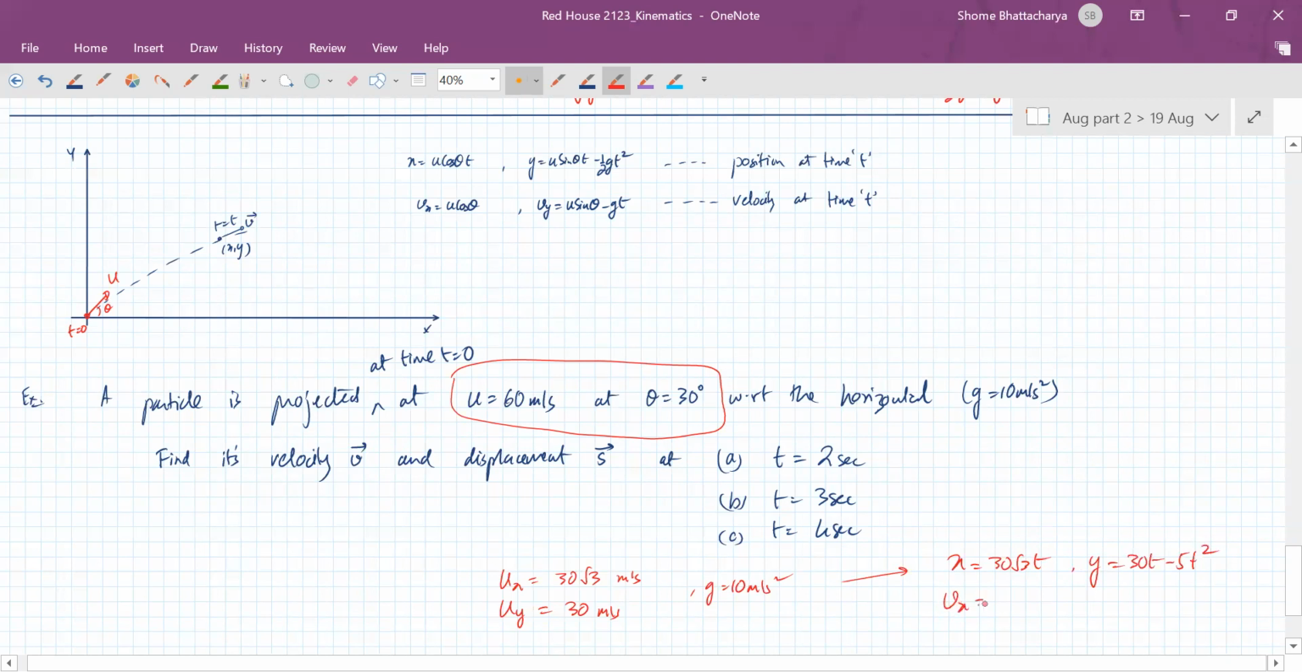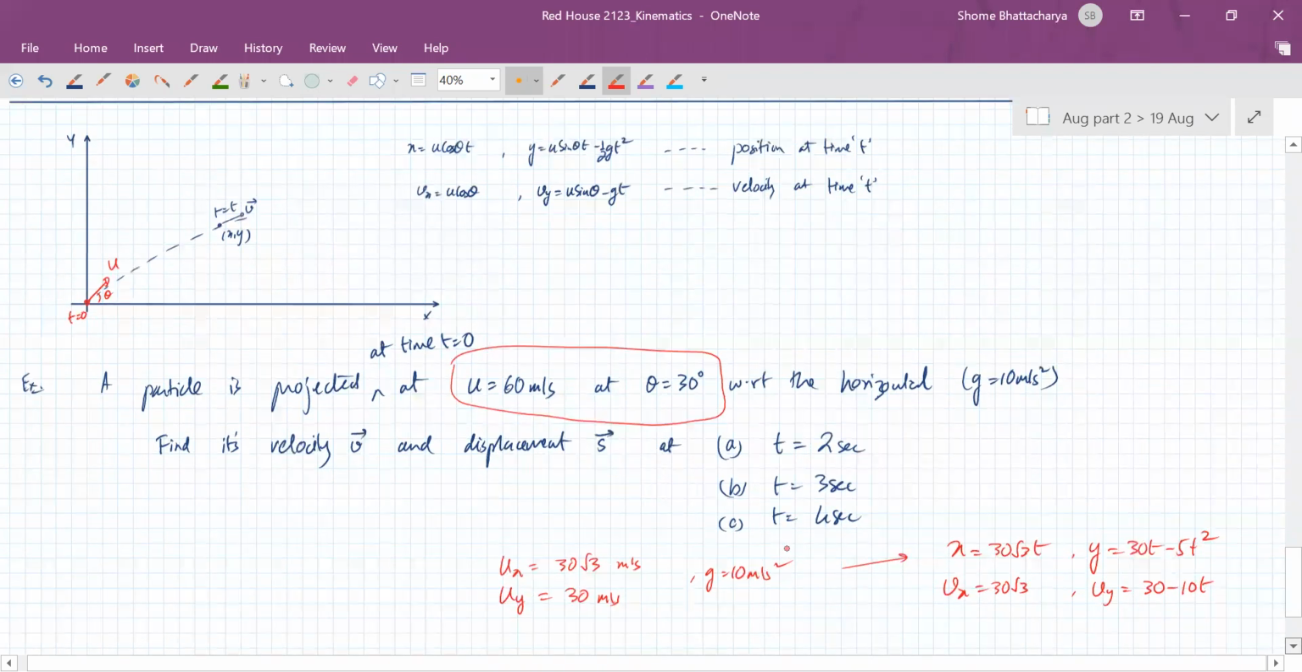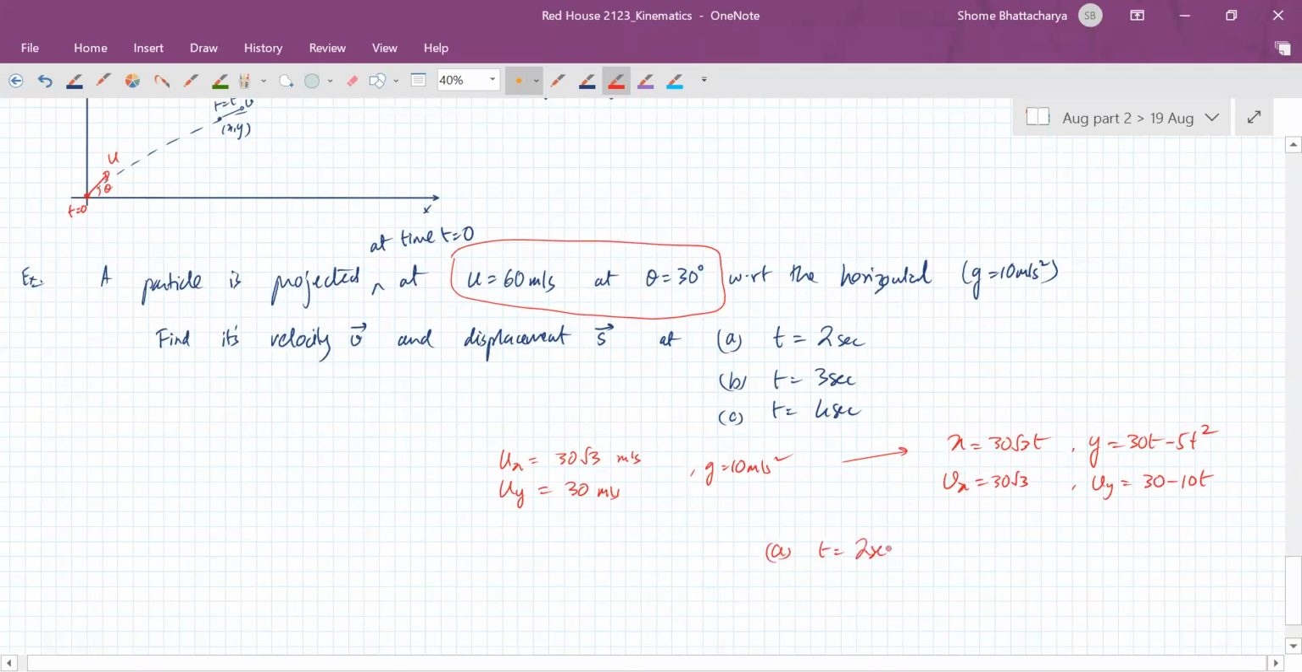And our x component of velocity will remain constant at 30 root 3. And our y component of velocity will be varying with time, like this. So now we can substitute these for each of these parts. So at t equal to 2 seconds, you can see that the x coordinate will be 60 root 3 and the y coordinate will be how much now? It will be 60 minus 20. So it will be 40. So the position or displacement will be 60 root 3 I cap plus 40 J cap.